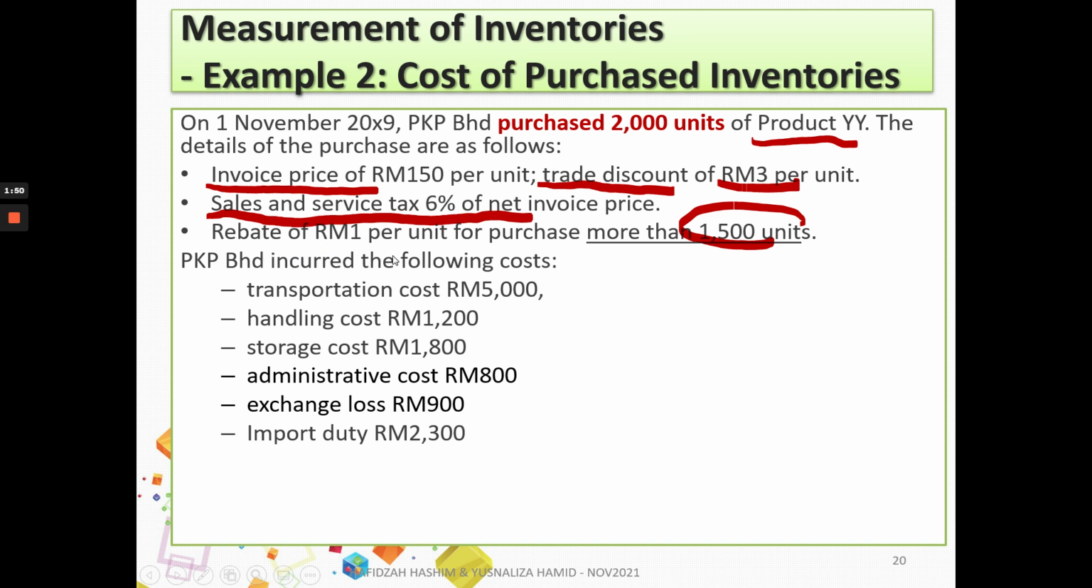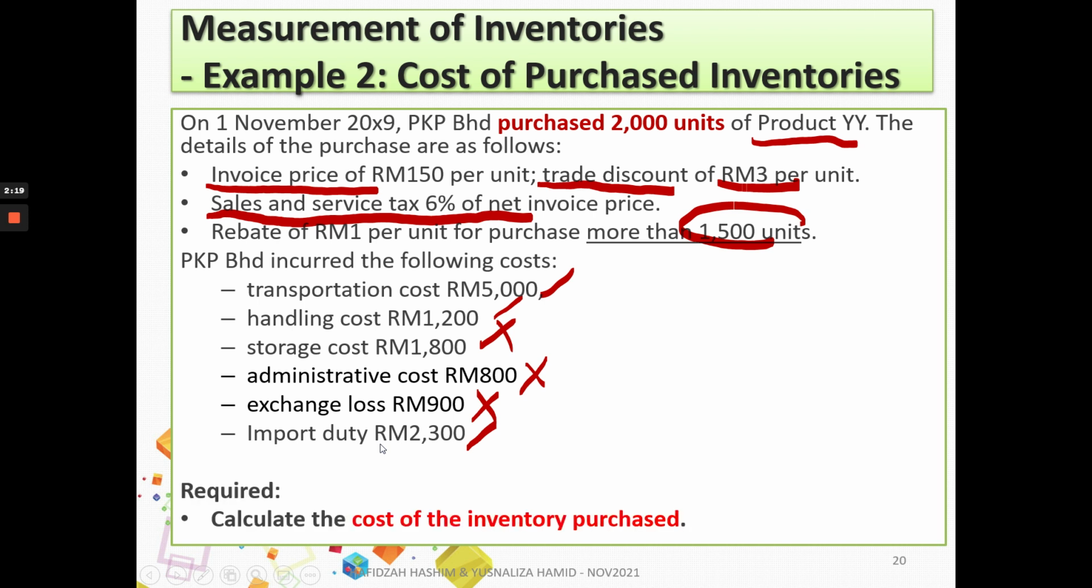These are some of the other costs incurred by PKP: transportation costs, handling costs, storage costs, and admin costs. Admin costs, storage costs, and exchange loss are the costs that should be excluded, as I've mentioned in our lecture. They shall not be included in the cost of inventory and have to be expensed off. Import duties will be included. So we are asked to calculate the cost of inventory that was purchased.